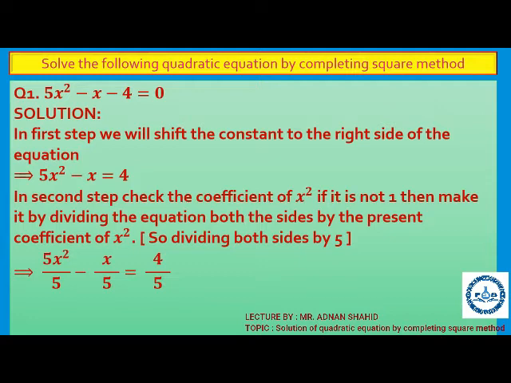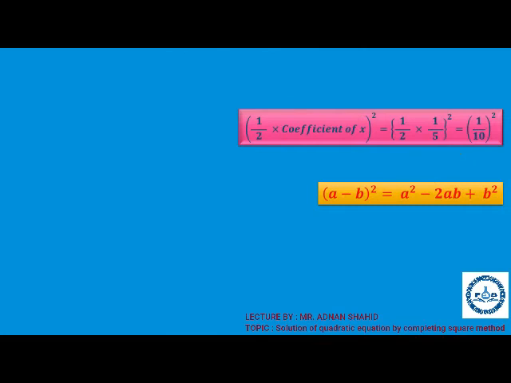So now finally we get the equation as x square minus 1 over 5 into x is equal to 4 over 5. So look at in the last step that the coefficient of x square is 1. So moving towards the next step.